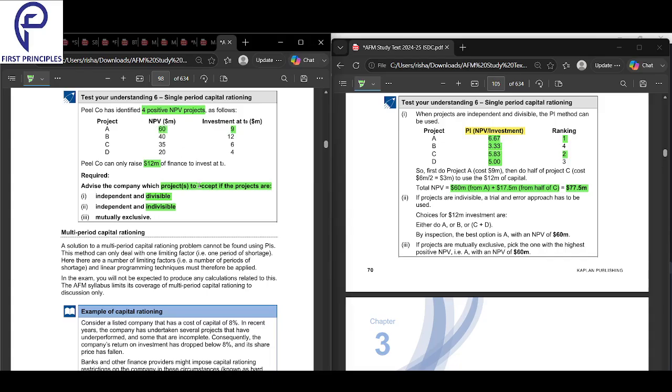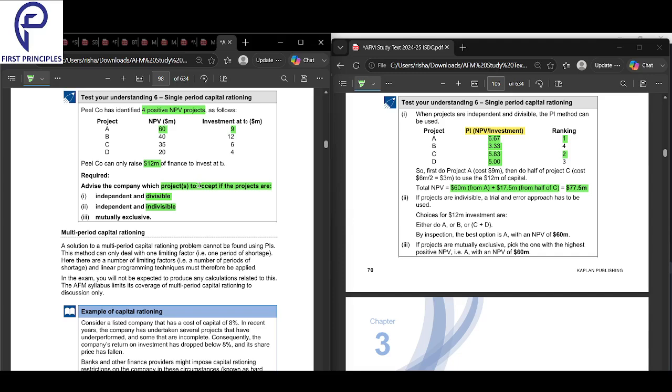Here you cannot do half of project C because the projects are indivisible. In the first case, you could have done half of project C because the projects were divisible. Here you can't do half of project C because they are indivisible.